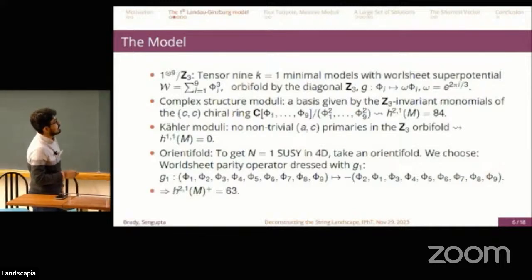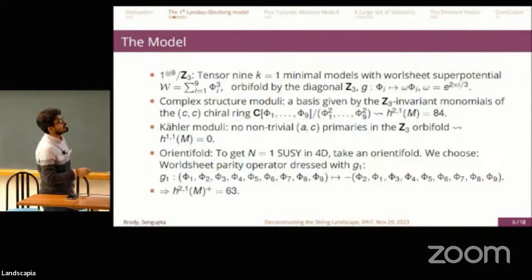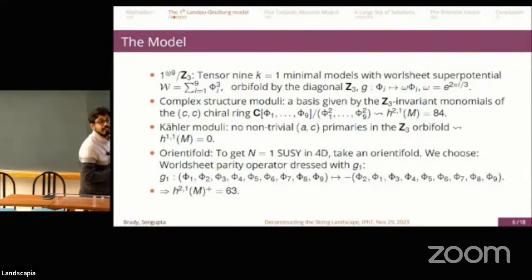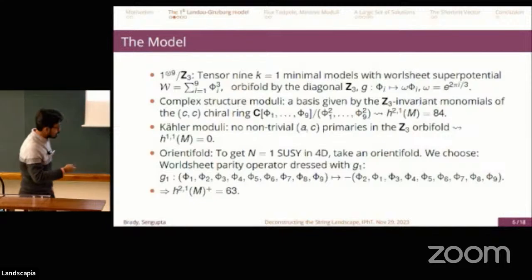And you can see that there are exactly 63 monomials of the ring which are of the form phi 1, phi i, phi j, phi k, where i, j, and k are not equal. And you count there are 63 different combinations of this kind.